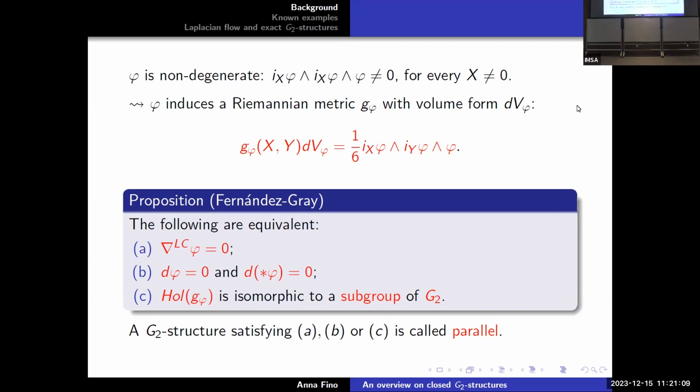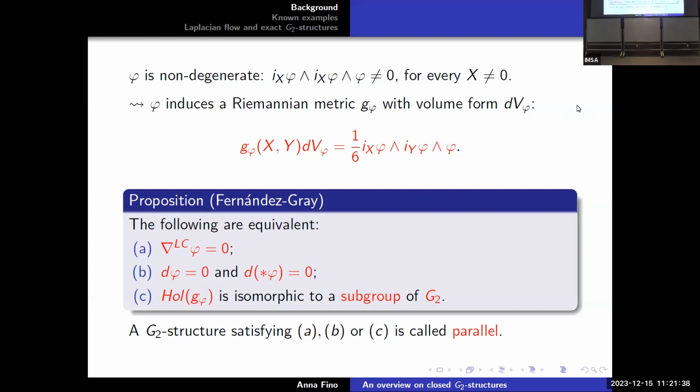And the condition for the three-form to be parallel with respect to the Levi-Civita connection associated with such a metric is exactly equivalent to the closure of the three-form and of the star of the three-form, that is, the four-form, so dφ = 0 and d*φ = 0, and the condition for the holonomy of the metric to be contained in G2.